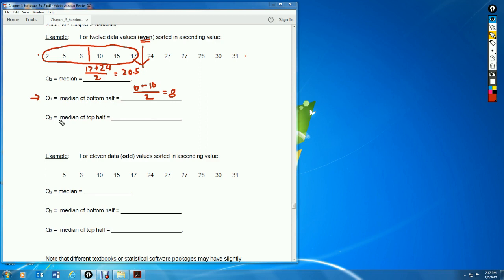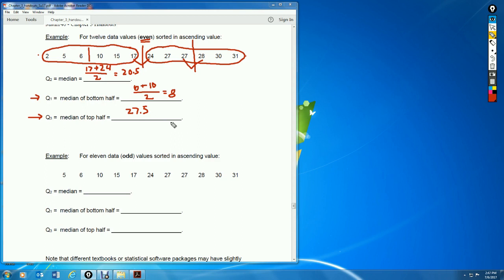Same for finding Q3, the median of the top half. So now I'm just going to consider this part of the data set, which again is even: 1, 2, 3, 4, 5, 6. So the median of that is going to be right in the middle of those two. The mean of these two values, 27 plus 28 divided by 2, will be 27.5.